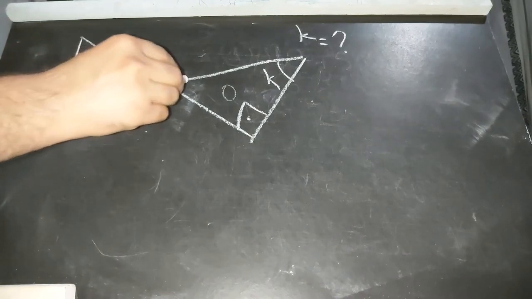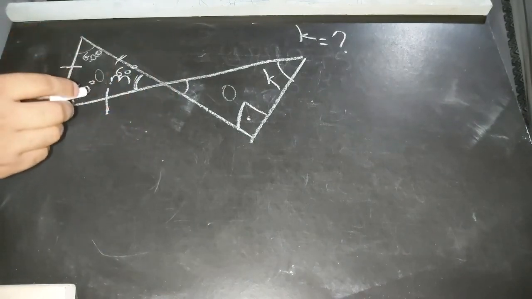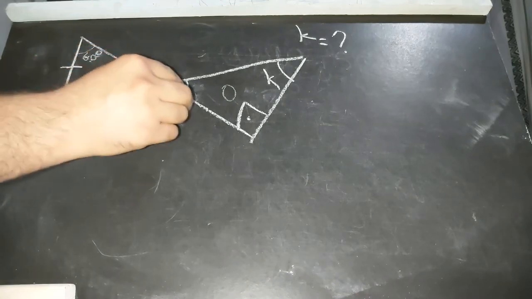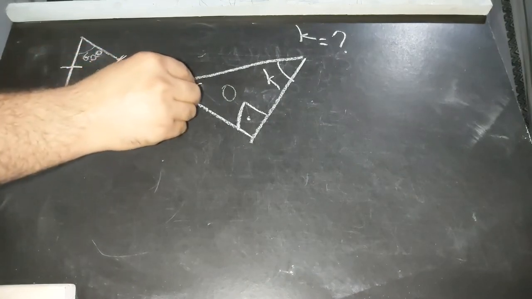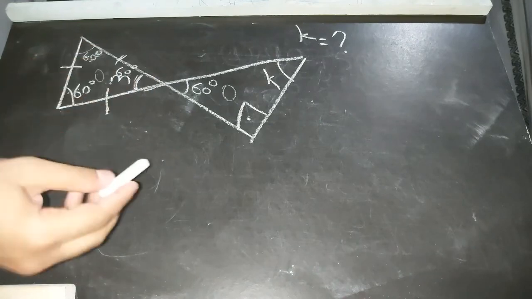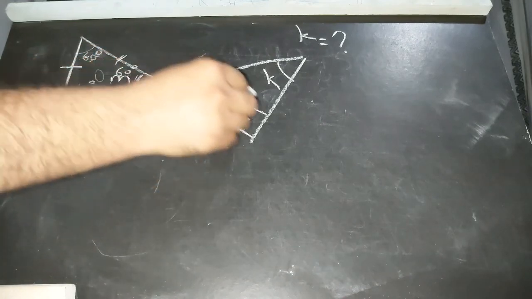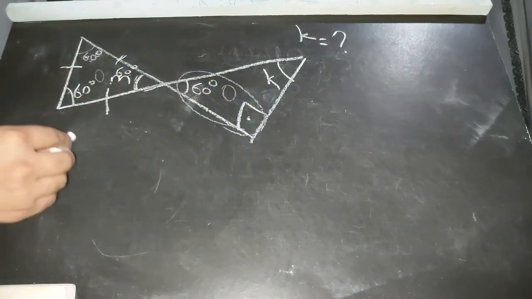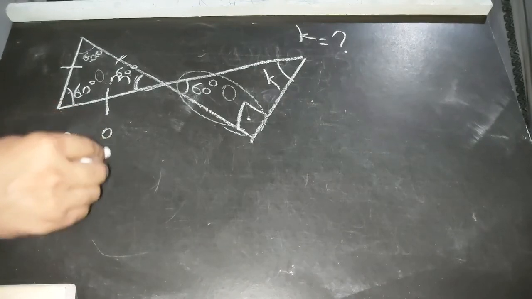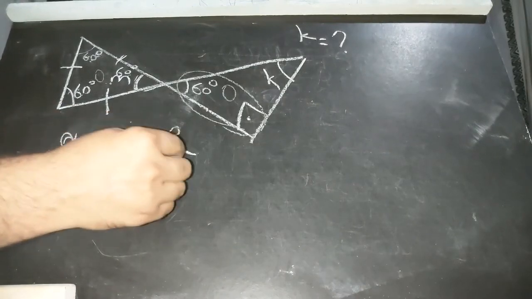So this angle and this angle are the same thing. They are the same, equal. If this one is 60, this one will be 60. So 90 plus 60 is going to be 150.